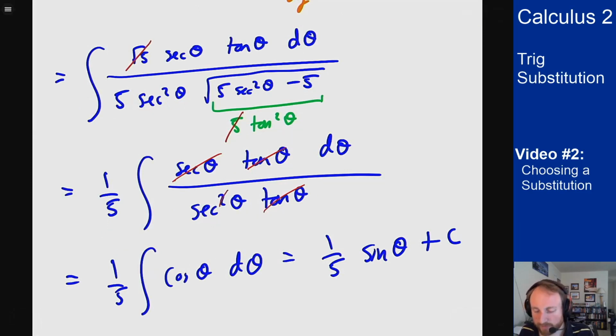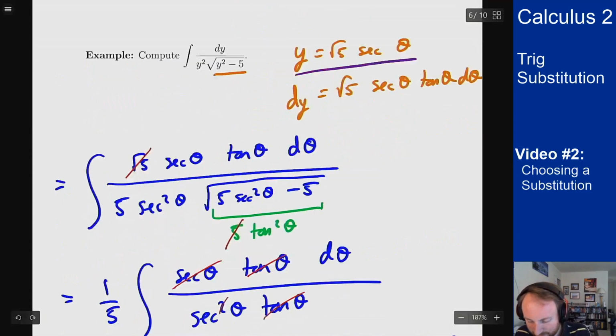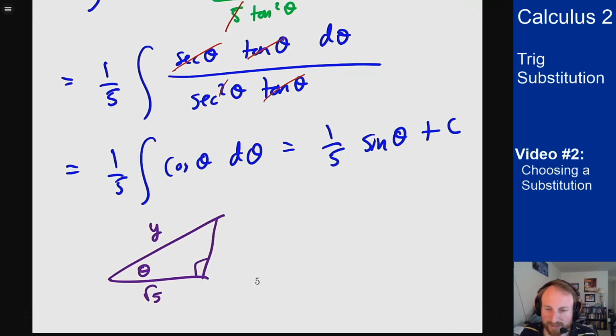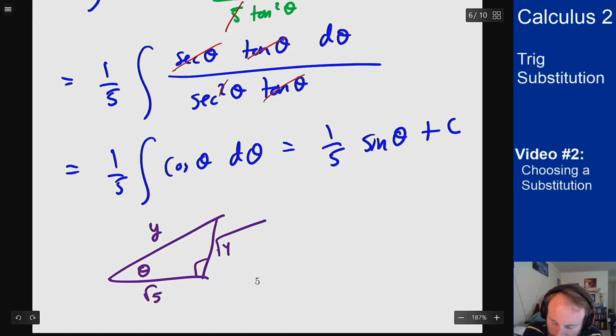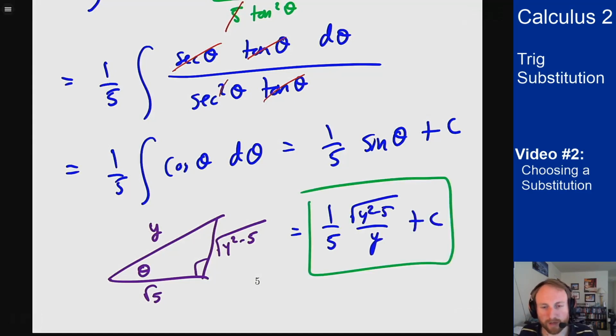But now I have to figure out sine theta in terms of y. Our trig sub before was y equals root 5 secant theta, which means my triangle should look like this. I have my triangle, I have theta. Secant theta is y over root 5, which means I need y over root 5 to be that, because secant is hypotenuse over adjacent. So then this here should be root y squared minus 5. And then I get my answer by just plugging this in. I get 1/5 times sine, which is opposite over hypotenuse, root y squared minus 5 over y, plus c. And that's how you solve this problem by trig substitution.